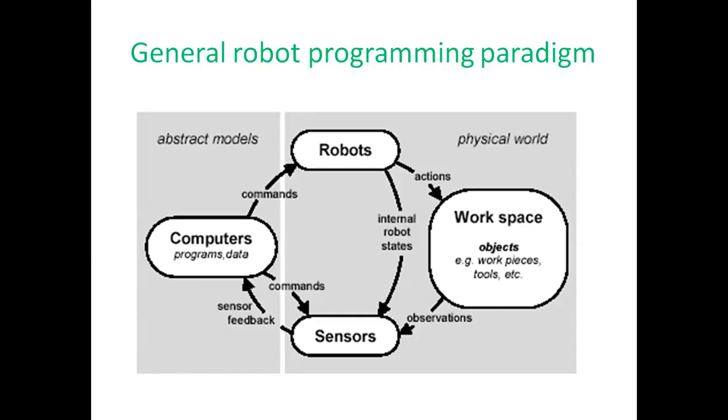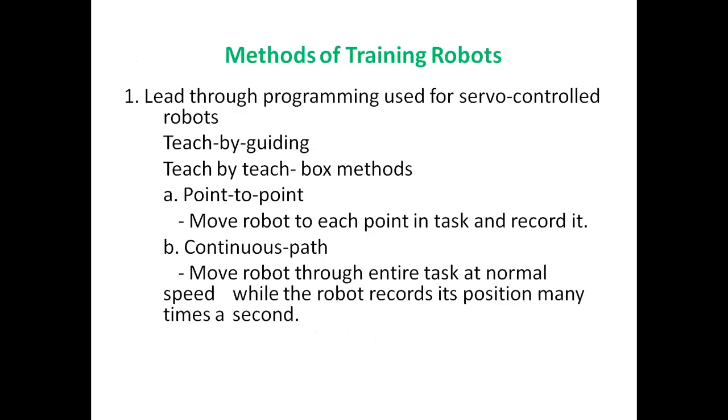For robots, we have to perform actions. We have a physical world and abstract models over it. By giving an action, the robot works in the workspace, or we have an internal robot state that goes back to the sensor. The observation by the sensor is the feedback procedure. Then the computer commands the sensor and the robots. So this is the robot programming paradigm.